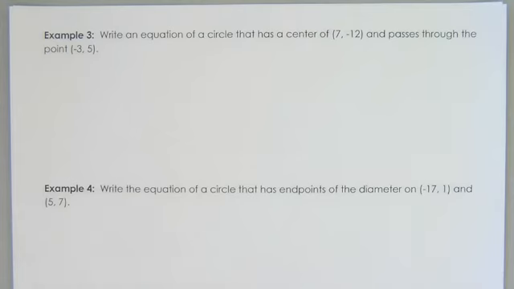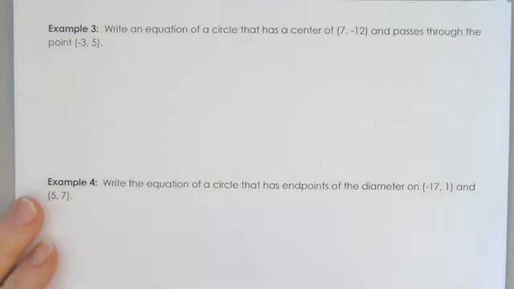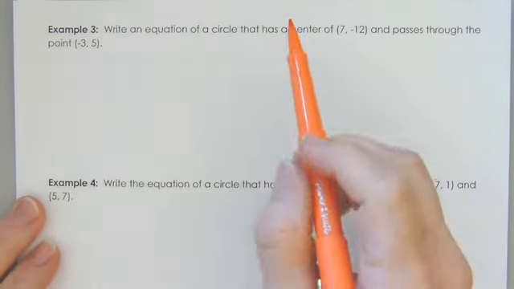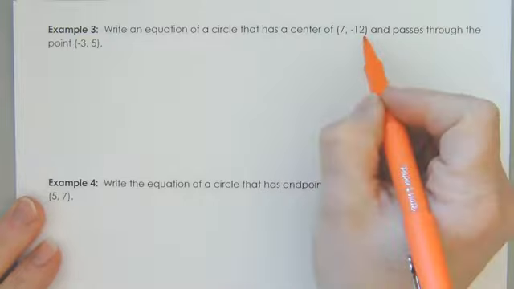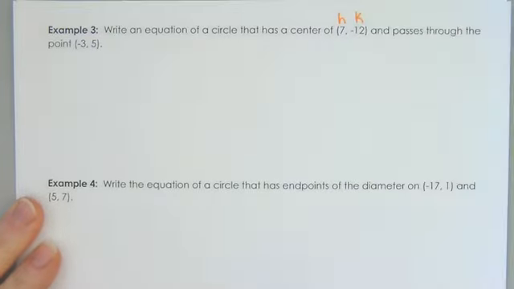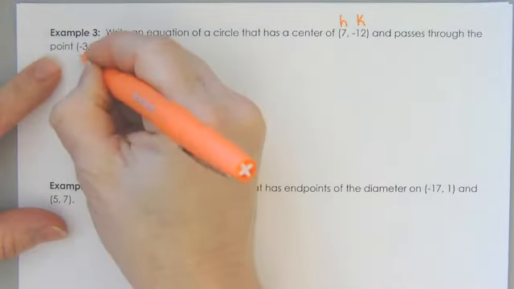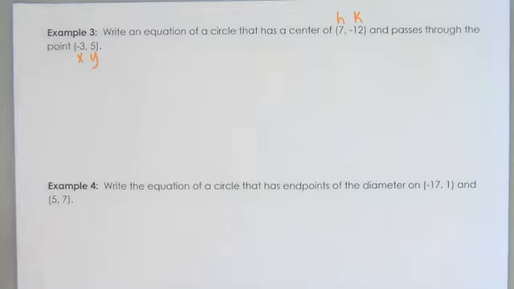Right, here's some more. So what we're going to do now is write equations of circles given different information. If you look at this first one, it's telling us that it has a center of 7, -12. So that is going to be h and k. And it passes through a point, which is going to be x, y.